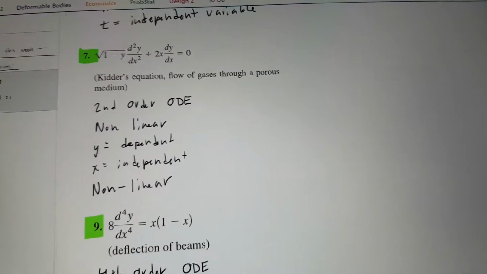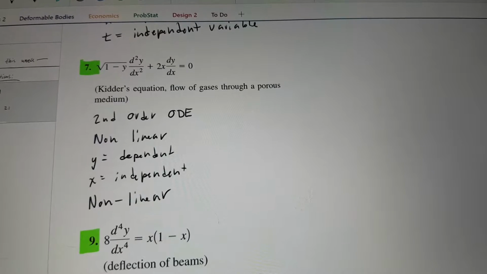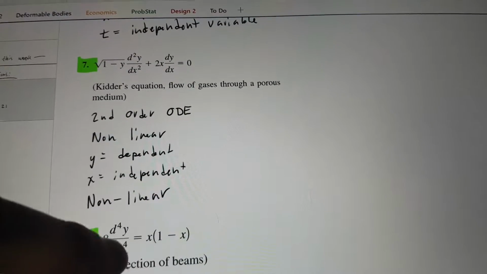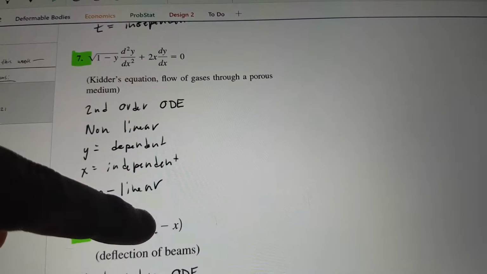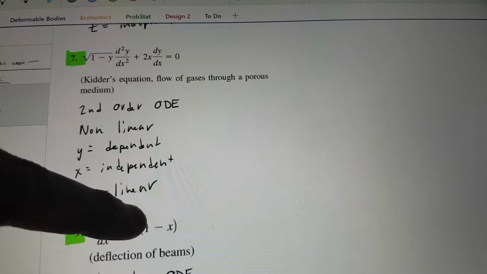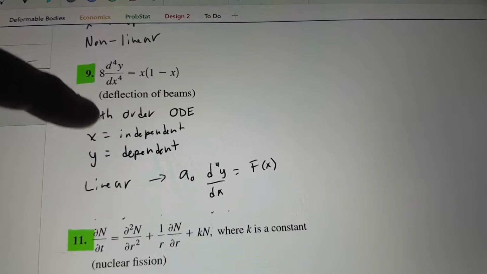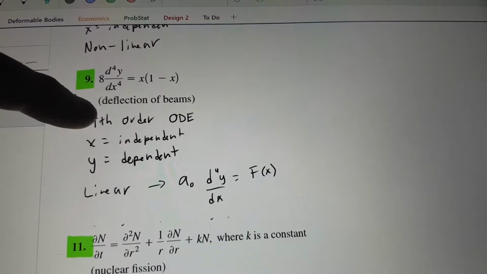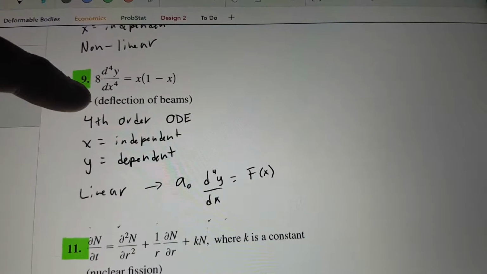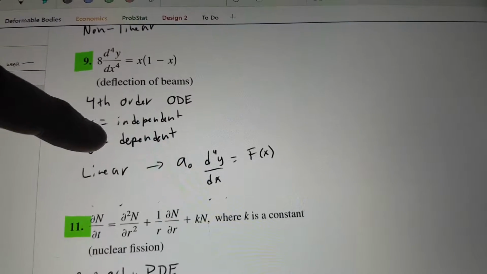Okay, this one here. This is second order. It's not linear because the y is being multiplied by the y prime. Y is dependent, and x is independent. This one here, it's fourth order, ordinary differential equation. X in this case is independent and y is dependent.